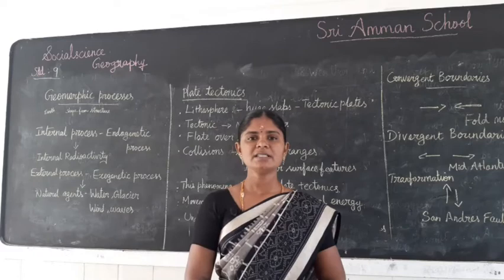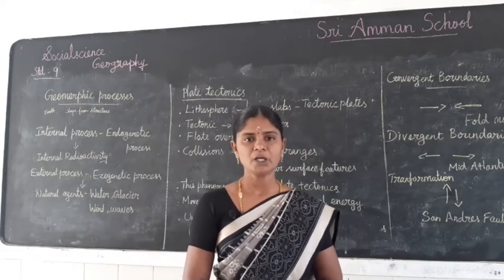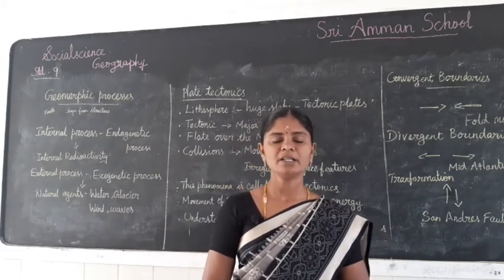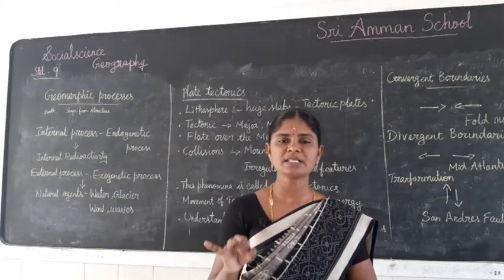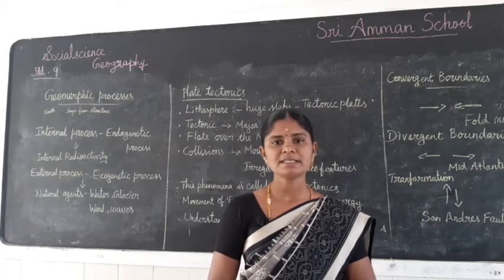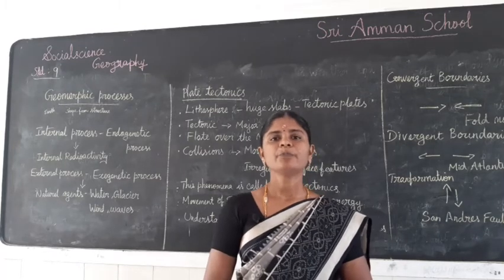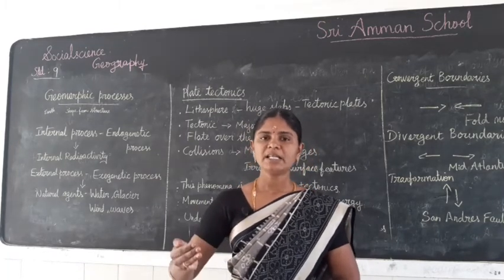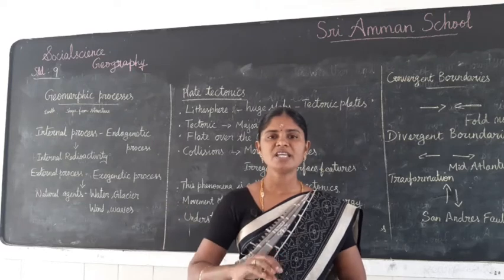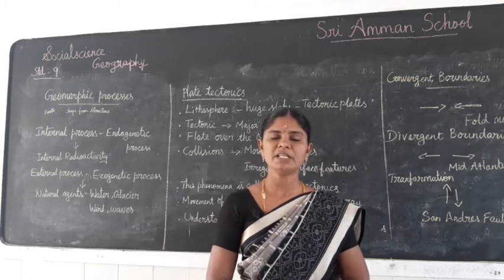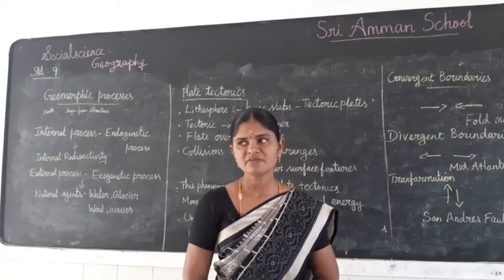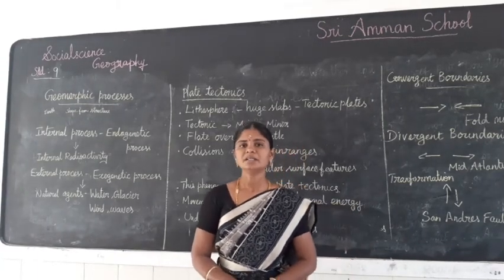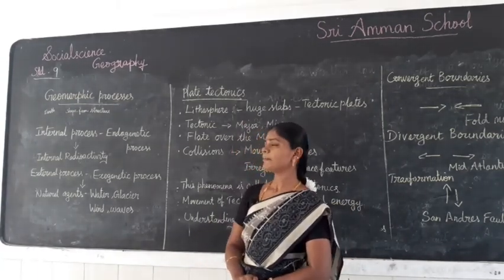Then we saw the rocks. There are different types of rocks: igneous rocks, sedimentary rocks and metamorphic rocks. These rocks change from one form to another form, and that is called the rock cycle. In this video we learn about the geomorphic process.